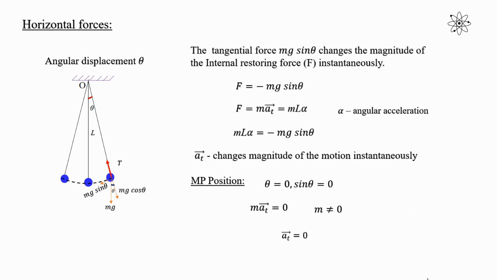From this discussion, you can see, student, when the bob reaches the mean position or equilibrium position, there is no tangential acceleration. Tangential acceleration is only present when there is a displacement, because this tangential acceleration is proportional to the displacement. So, the internal restoring force at the mean position is equal to 0.